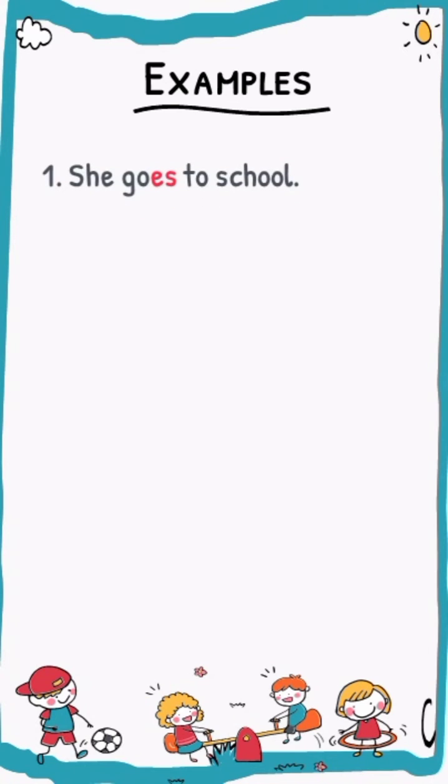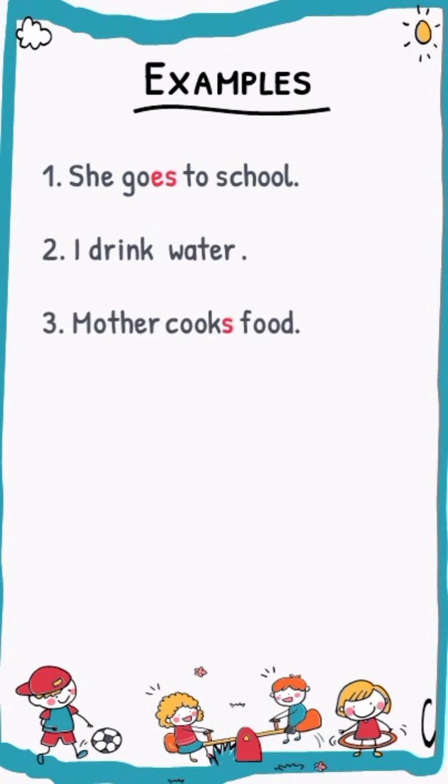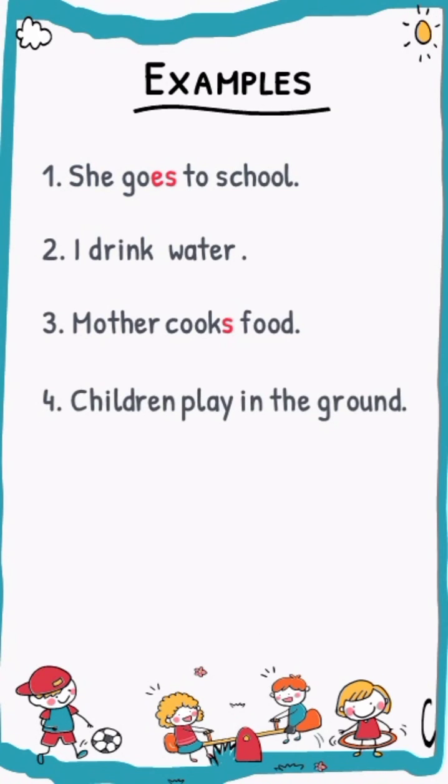She goes to school. Subject is she, so we use es with the verb go. She goes to school. I drink water. Mother cooks food. Mother is a singular noun, so we use cooks. Children play in the ground. He reads the book.